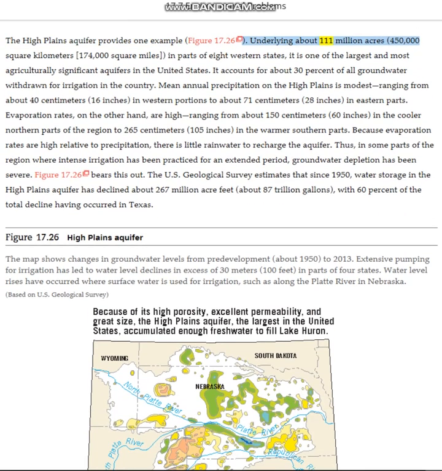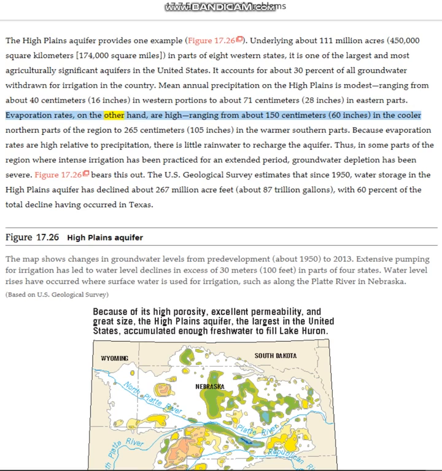Underlying about 111 million acres, 450,000 square kilometers, 174,000 square miles, in parts of 8 western states, it is one of the largest and most agriculturally significant aquifers in the United States. It accounts for about 30% of all groundwater withdrawn for irrigation in the country. Mean annual precipitation on the High Plains is modest, ranging from about 40 centimeters, 16 inches, in western portions to about 71 centimeters, 28 inches, in eastern parts.